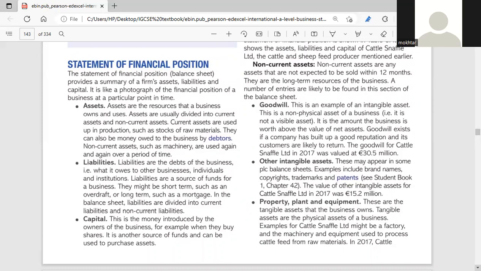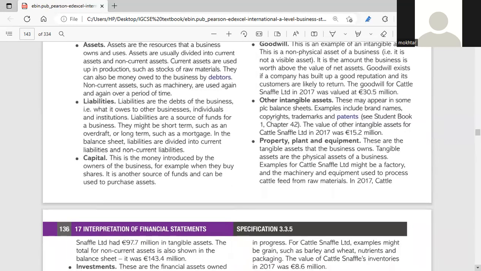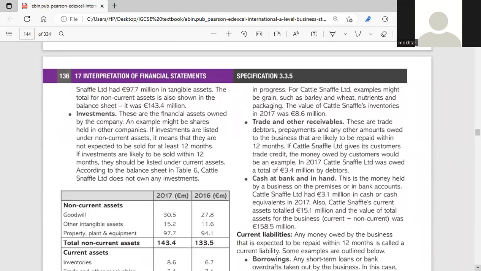There are other intangible assets like patents. Talking about the brand, the branding of the business. Then we have the physical assets like property, plant, equipment. These are tangible assets that the business owns. Then we have investments. So these are financial assets owned by the company. Examples of investments are your shares.